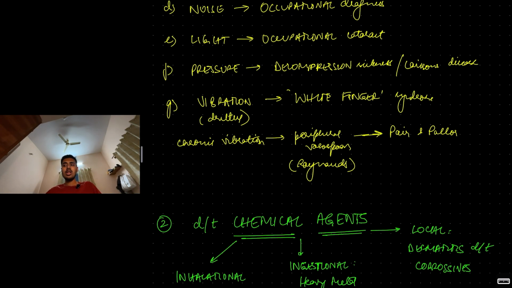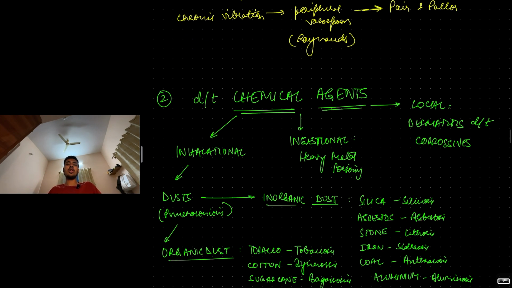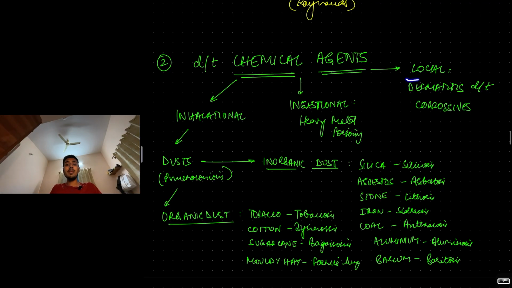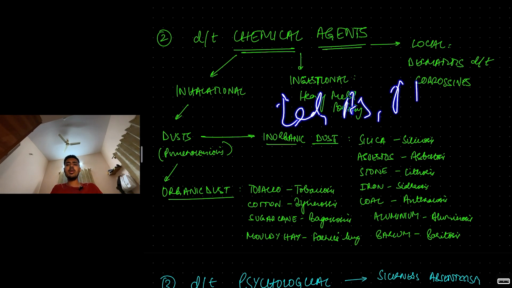Next, coming to chemical agents. You have local chemical agents like corrosives that can lead to dermatitis, and you also have ingestional chemical agents such as heavy metal poisoning, most important, like lead, arsenic, then mercury. So heavy metal poisoning, ingestional, and local exposure to corrosives, acids, alkalis, all that can lead to dermatitis.